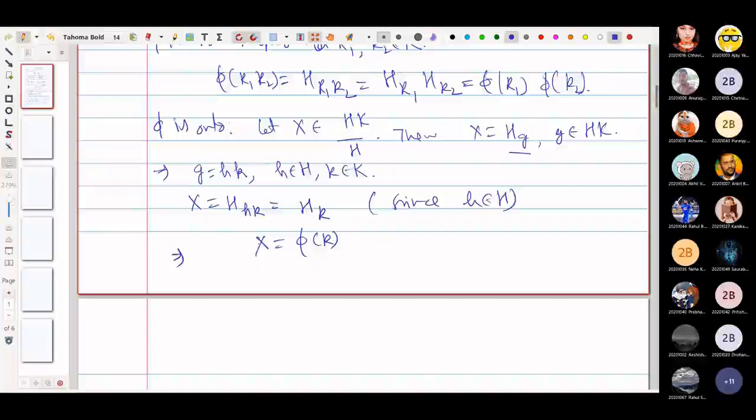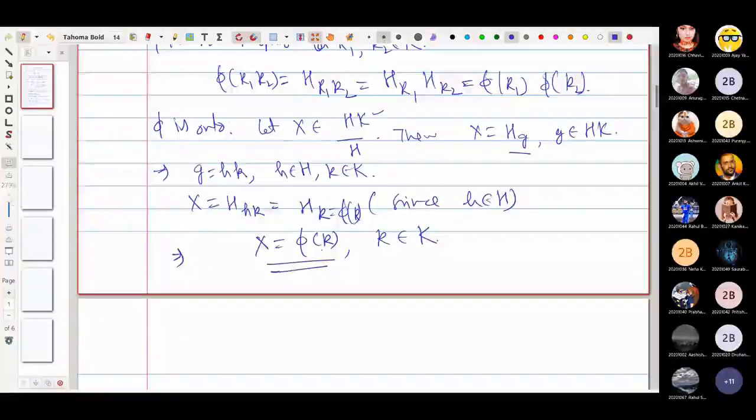k. This X equals hk, right? So what has happened is that this X is equal to phi of k. This is equal to phi of k. So if you are taking any element here, capital X, then we are getting a small k in capital K such that this holds. Okay, so this is onto also.